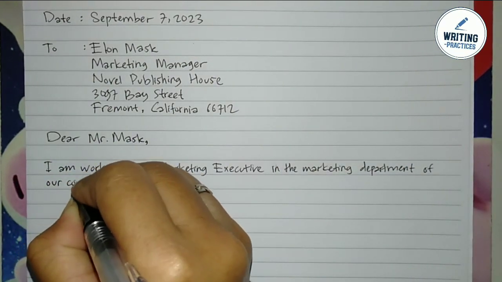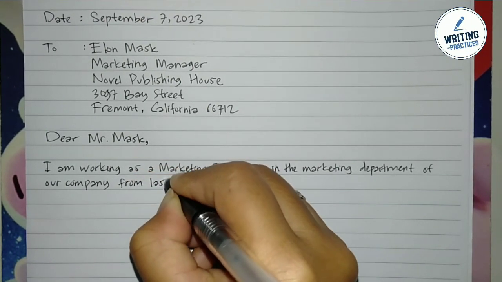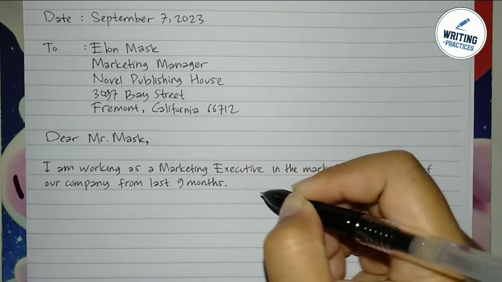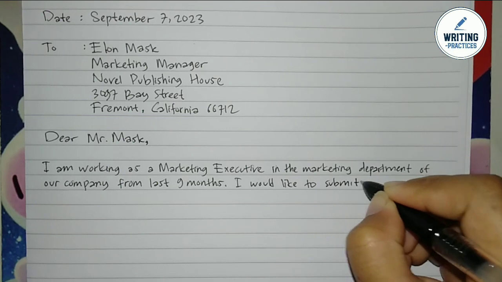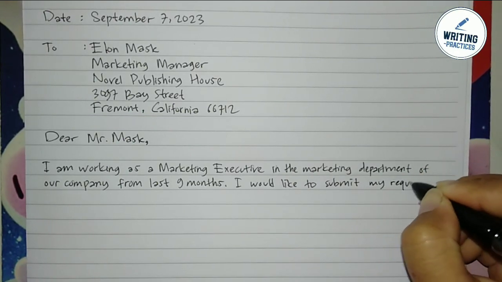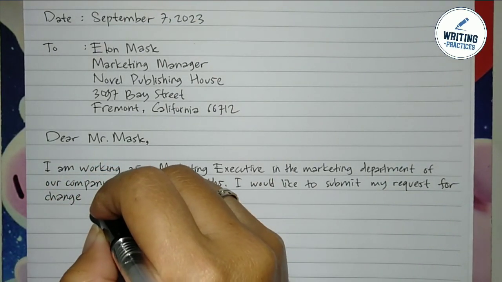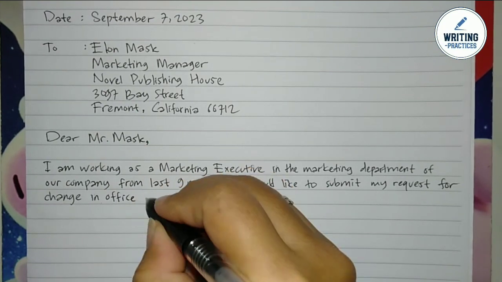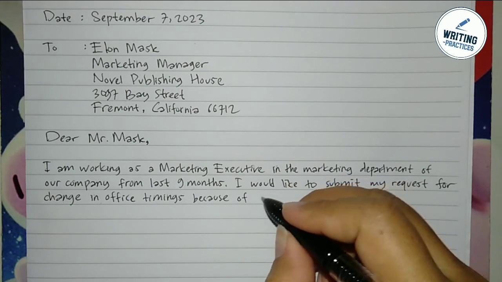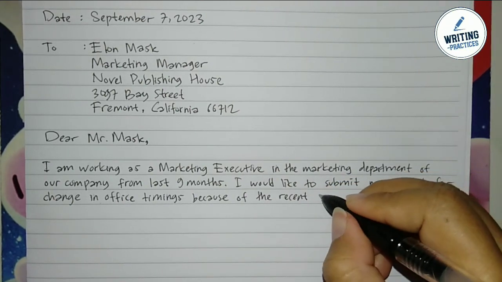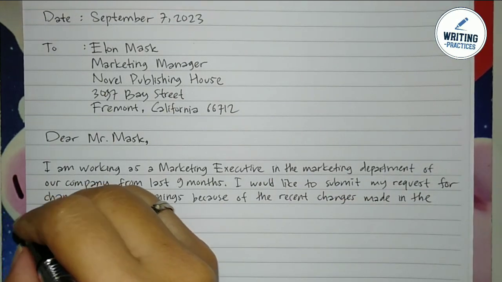And write how long you have been working in the company, or how long you have been in that job position. For the next, write the reason why you are writing this letter. You can straightforwardly tell the recipient that you request for a shift change. And tell the reason why. In this example, the reason is because the company made a change in the metro timings and it doesn't suit you.